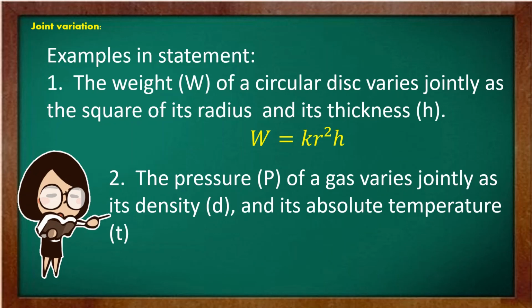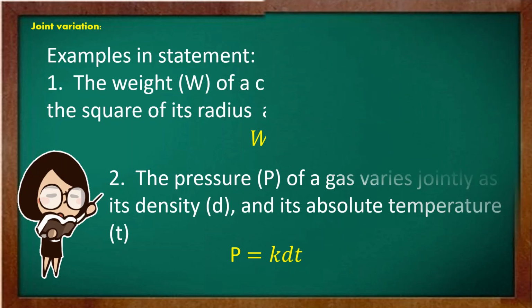The second example, the pressure P of a gas varies jointly as its density, D, and its absolute temperature, T. How can we write that? So we have P is equal to KDT, where K is the constant, D is the density and T is the temperature. So that is joint variation.